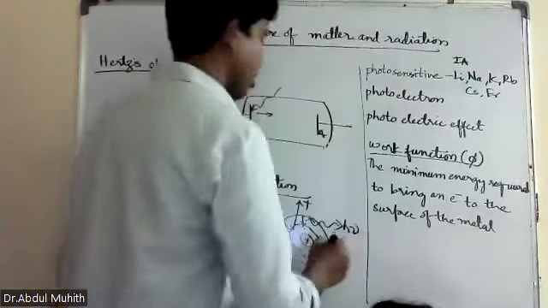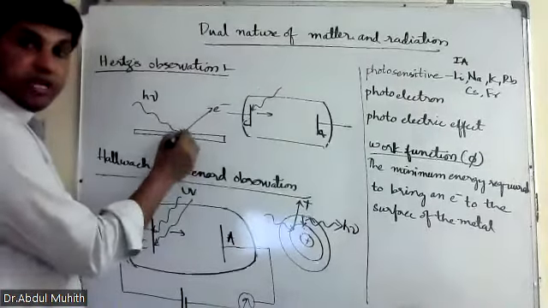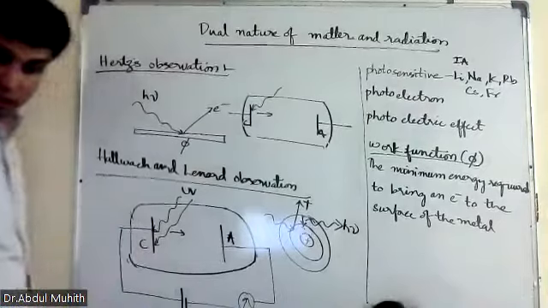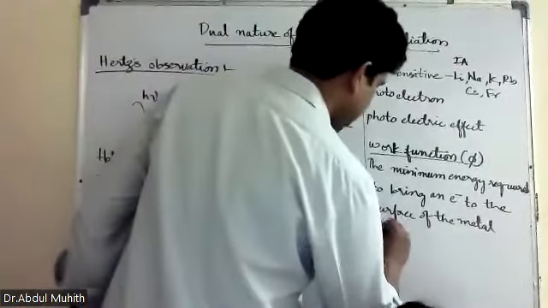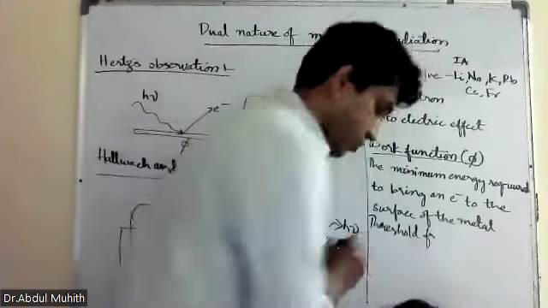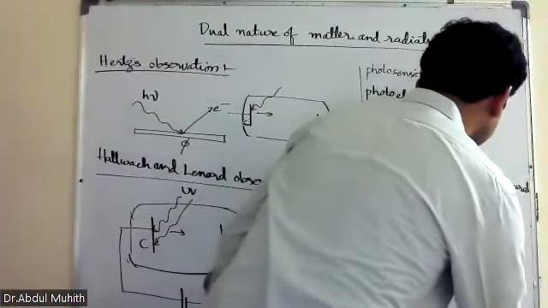The electron was somewhere inside. How much energy was required to bring it onto the surface of the metal? That is known as work function. The next one is threshold frequency. What is threshold frequency?